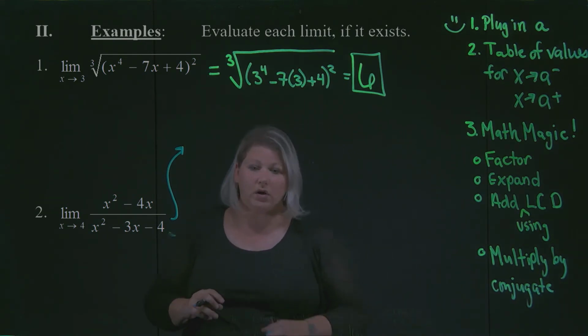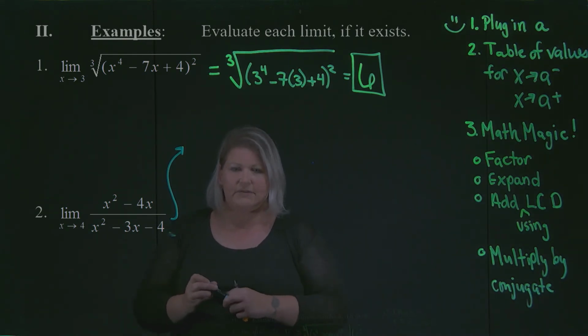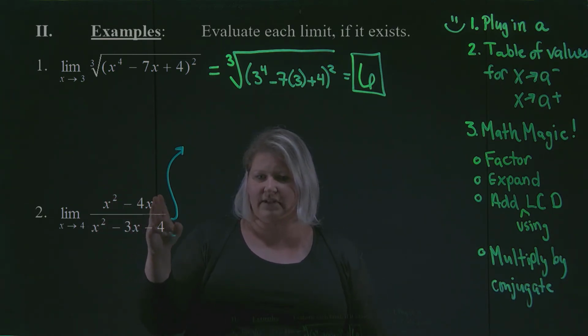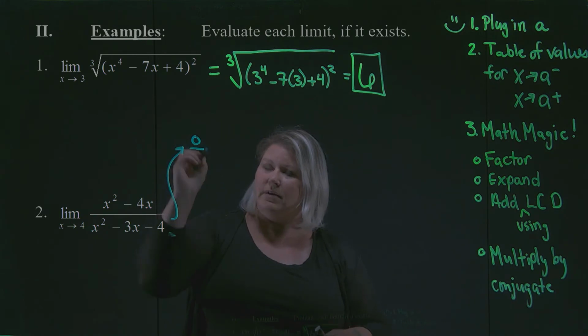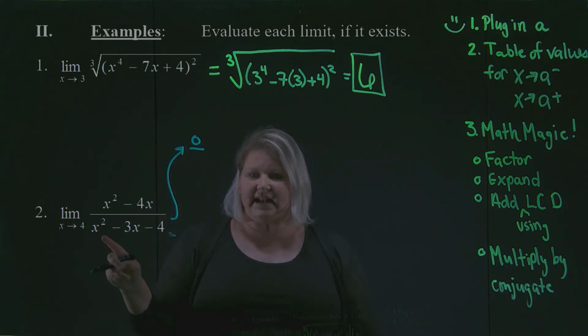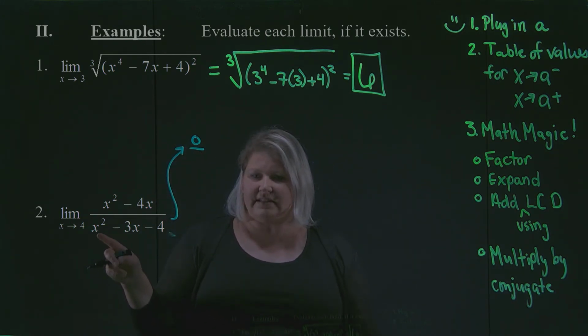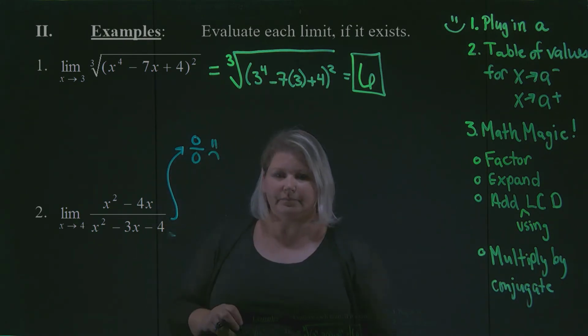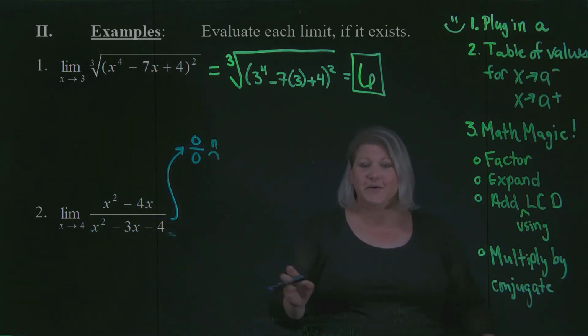So I want you to note, if you plug it in first, you end up with 4 squared minus 4 times 4, which gives me 0 on the top. And then for the denominator, I'm going to end up with 16 minus 12, which is 4, minus 4, which is 0. All right, I got 0 over 0.